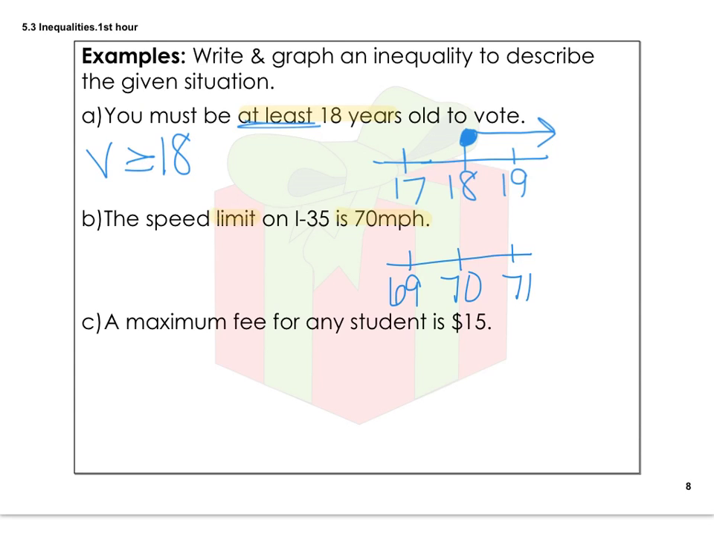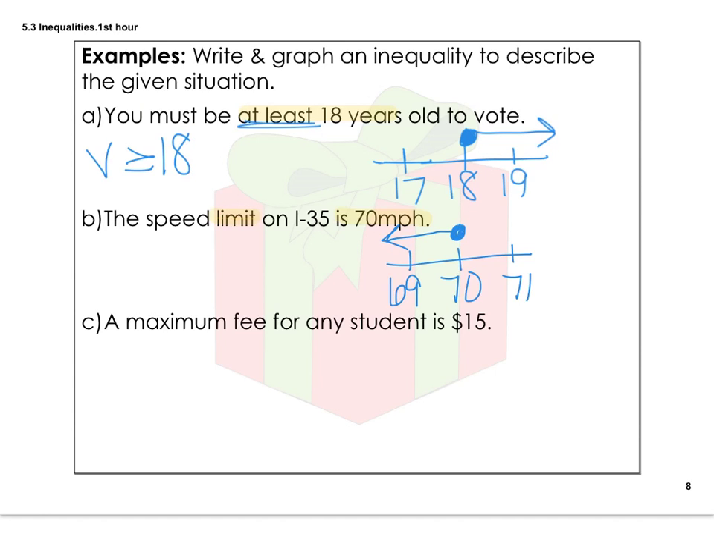Now, if the limit is 70 miles per hour, I want you to first think, can you go exactly 70 miles per hour without getting a ticket? And you can. That's kind of what the expectation is, that you go up to 70 miles per hour. But then you want to think about if the limit is 70, that means you can't go over it. So you have to stay lower than 70.